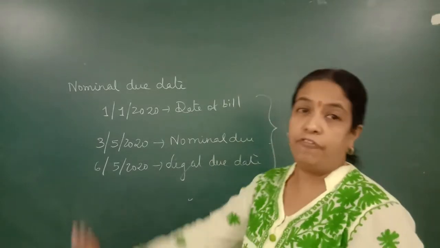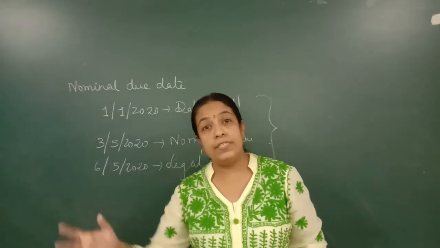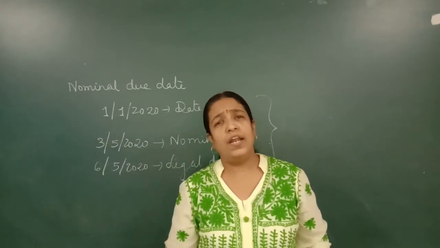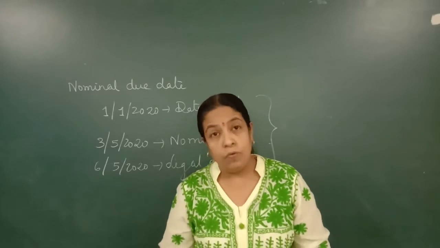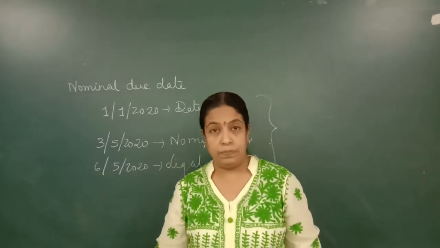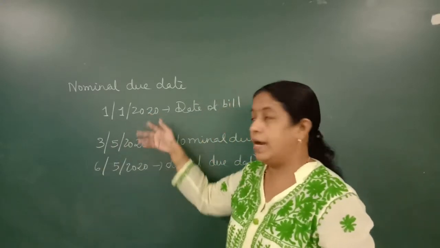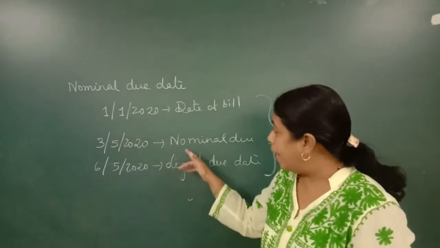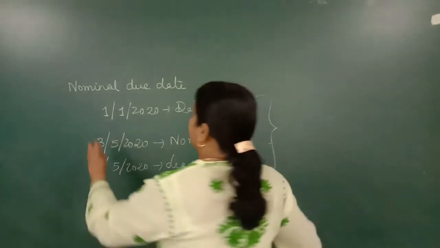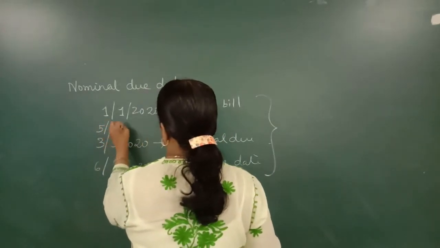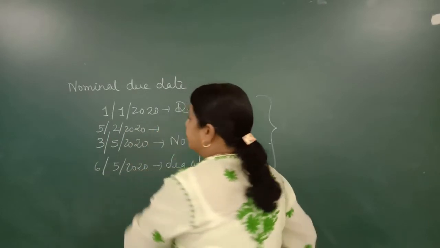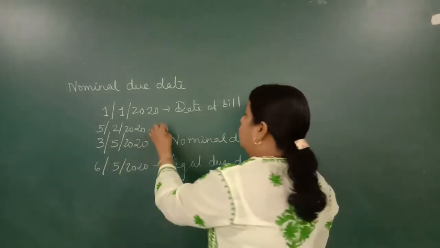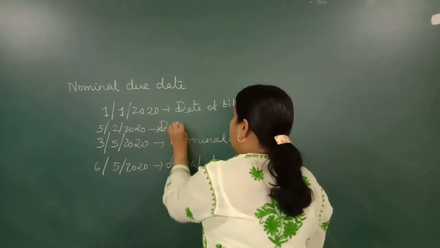But if the businessman, the one who is buying, wants to pay before the due date, he asked for that much credit, but now he has managed the money and he wants to pay it before that. Suppose on 5th Feb he wants to pay. How much? On 5th Feb. Means he is taking a discount. This is the date of discount.